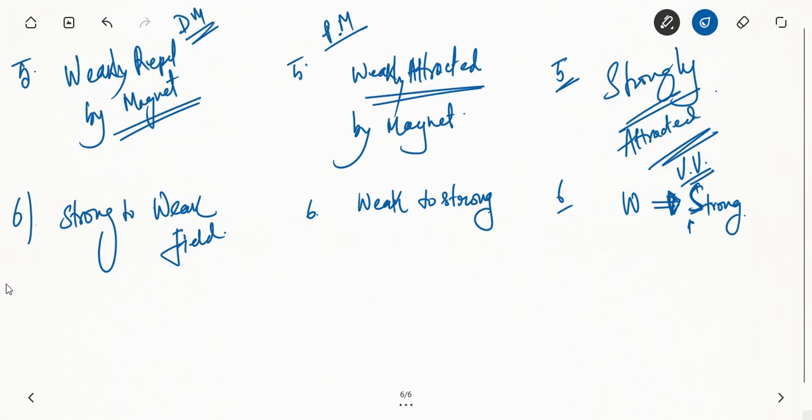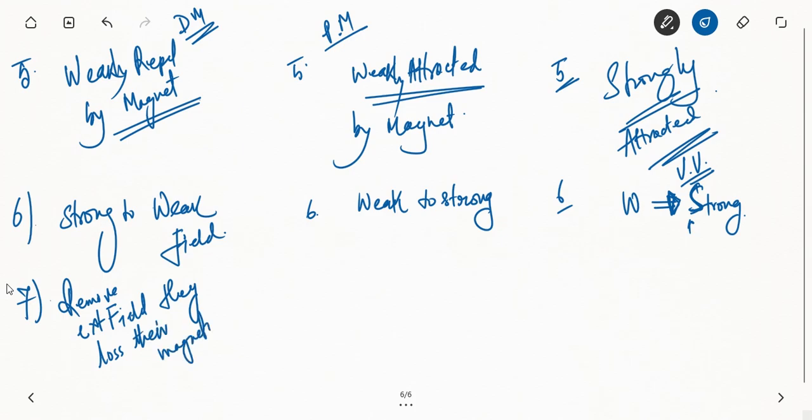Okay, number 7: they lose their magnetism when we remove the external field. Okay, in the case of paramagnetic, they lose their magnetism when the external field is removed. Same for the other.